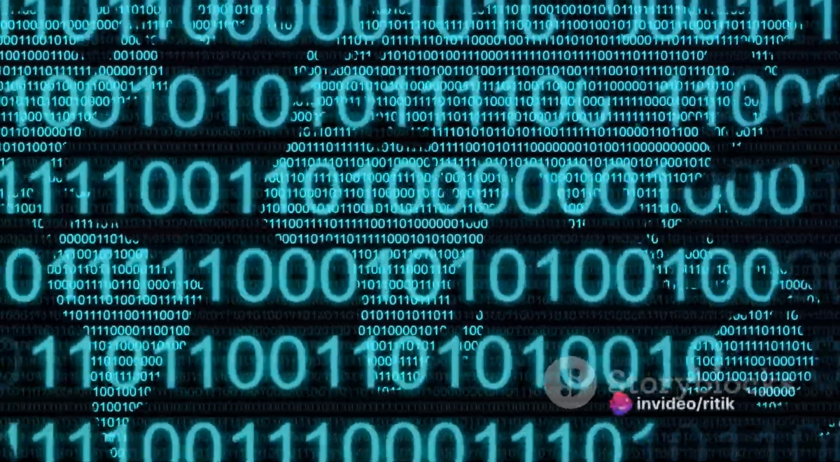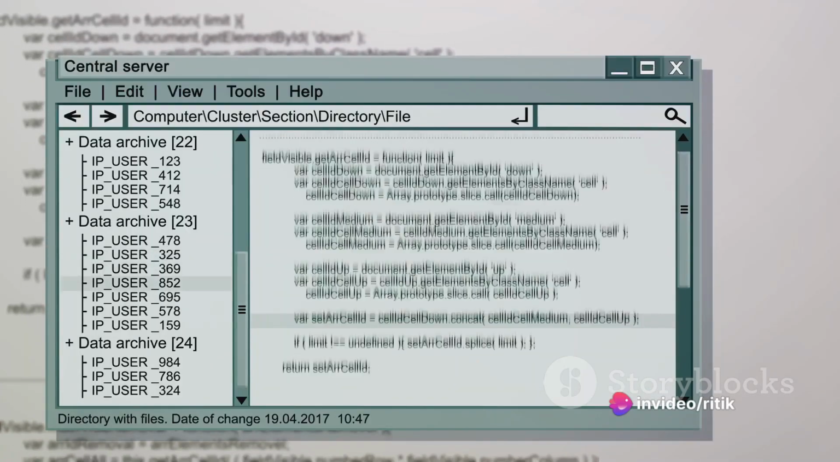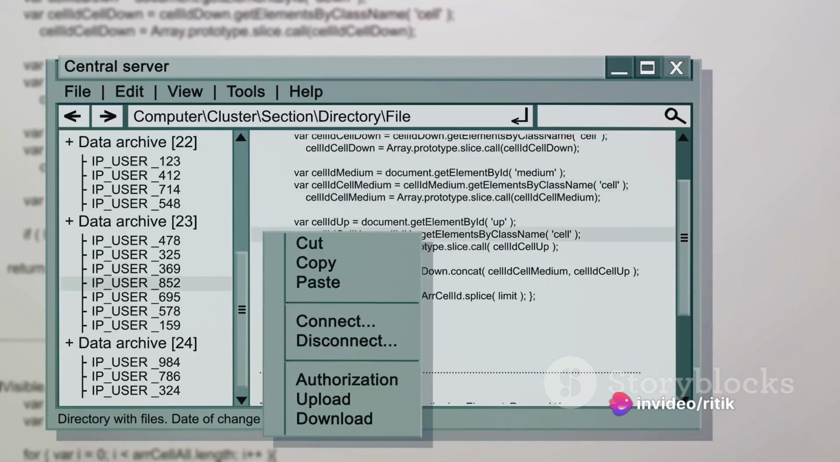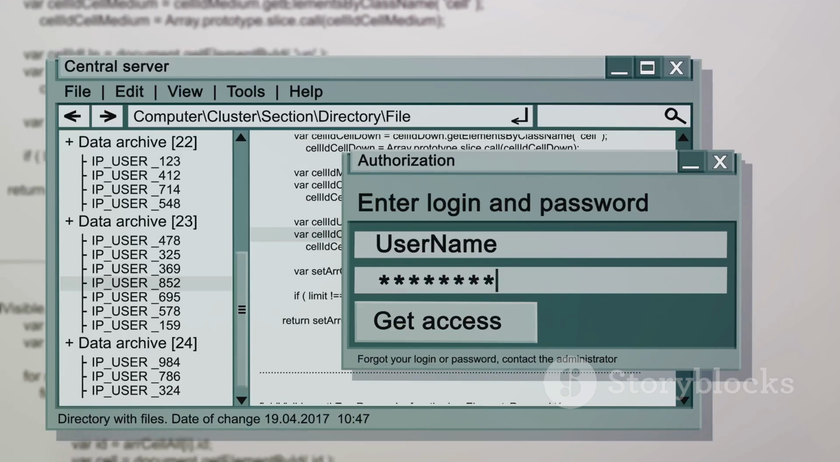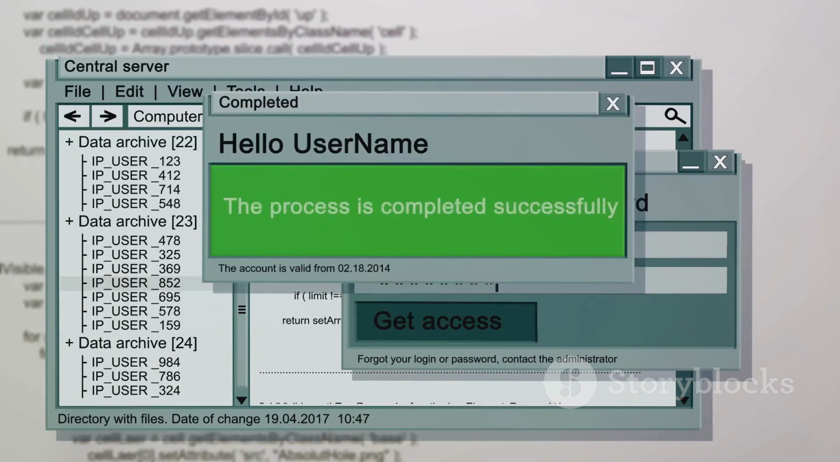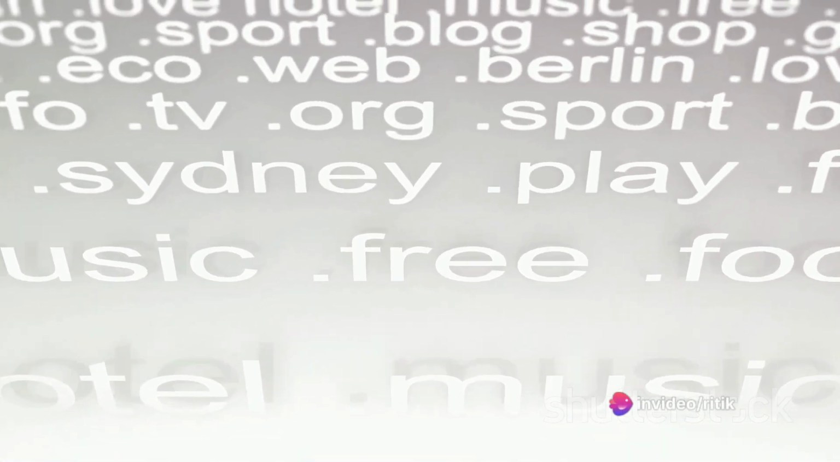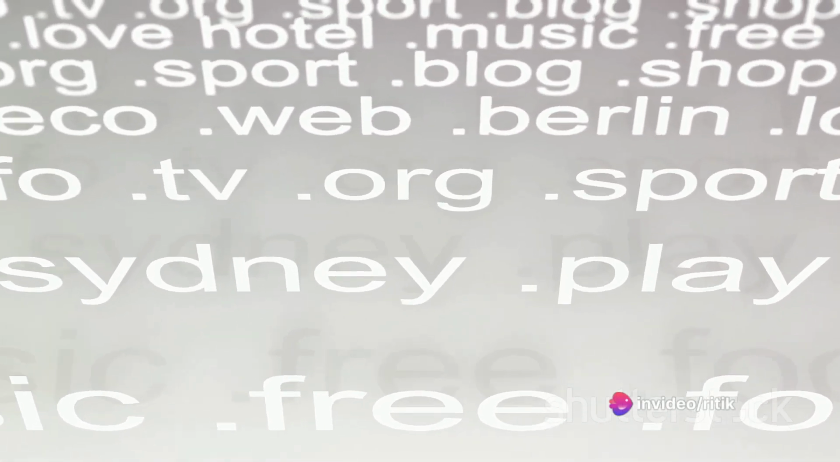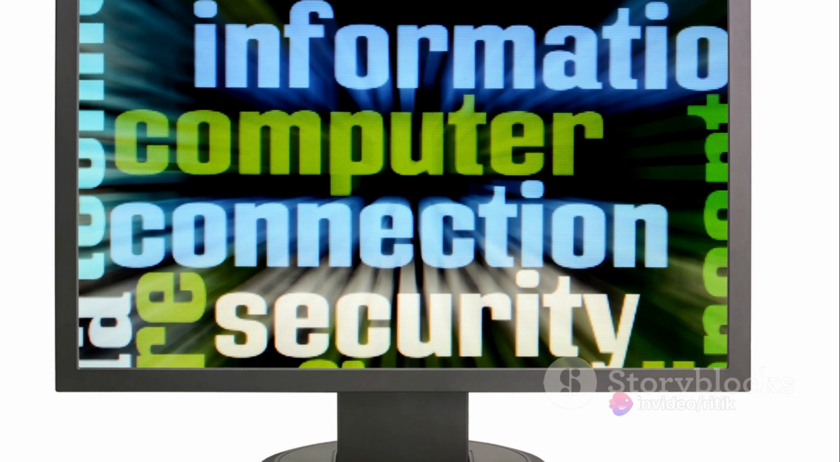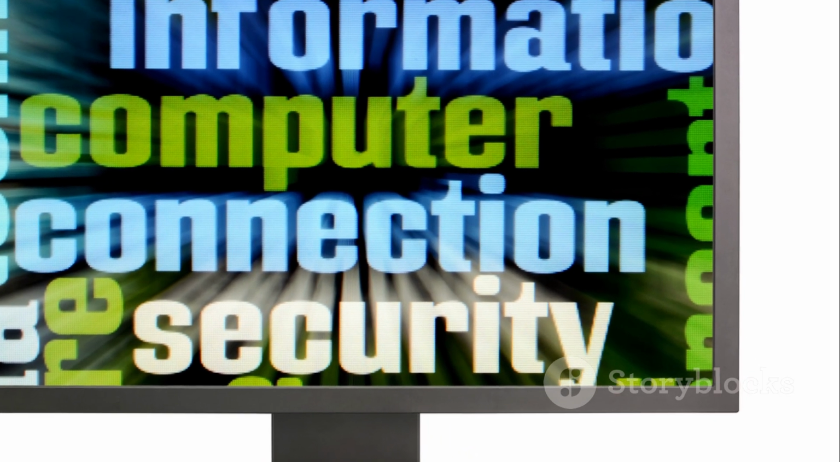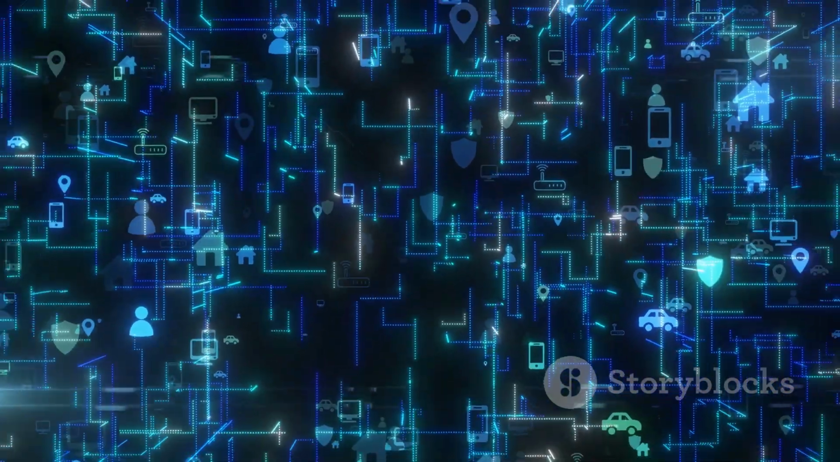Next in line is DNS, or the domain name system. This is a protocol used to translate human-readable domain names, like www.google.com, into IP addresses that computers can understand. It's like a phone book for the internet, turning easy-to-remember domain names into numerical IP addresses that computers use to communicate.